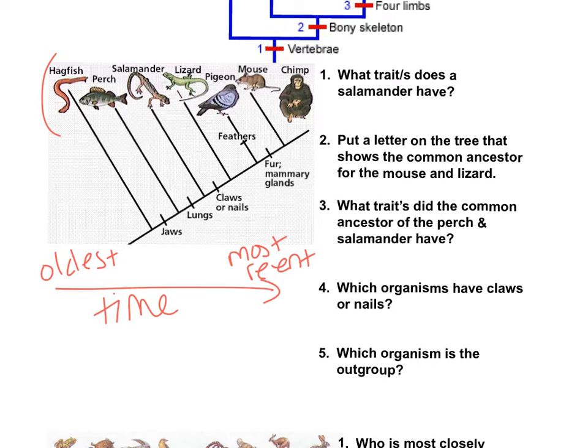Those traits do not fall where the lines meet, but rather the traits fall between where two lines meet, meaning that this trait here is between these two lines.